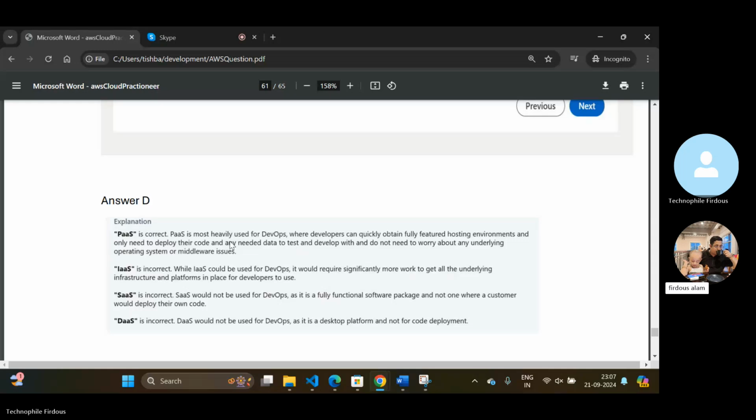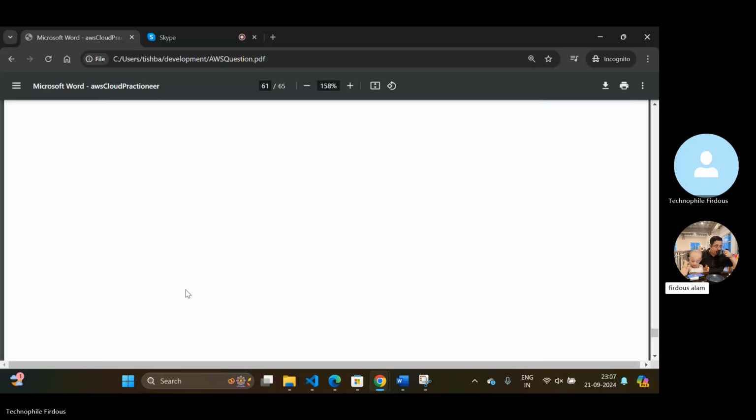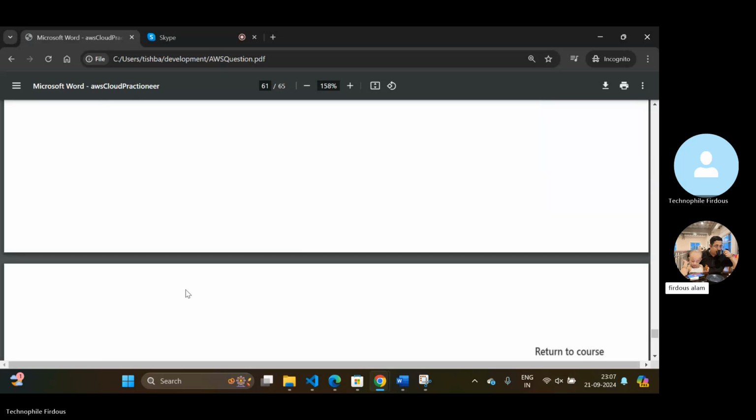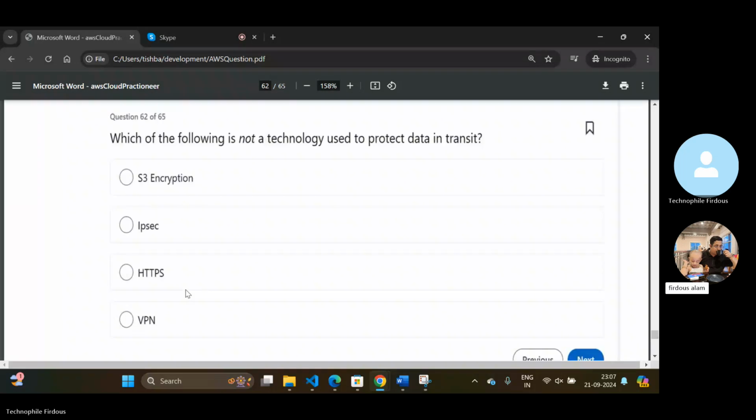So those kind of features are provided in the PaaS. Answer is PaaS. So DevOps is closely related to the PaaS. Now, which of the following is not a technology to use to protect data in transit?